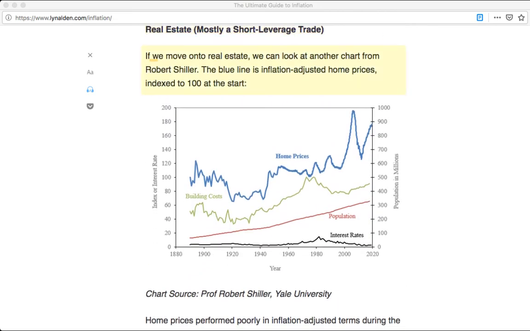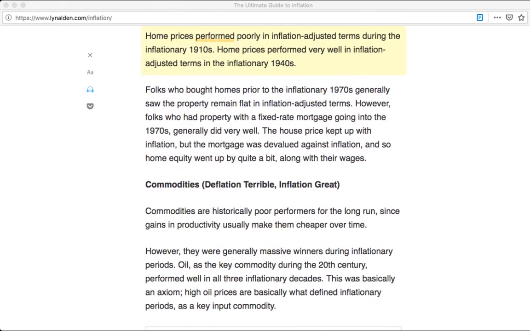Real estate, mostly a short leverage trade. If we move on to real estate, we can look at another chart from Robert Shiller. The blue line is inflation-adjusted home prices, indexed to 100 at the start. Chart source: Professor Robert Shiller, Yale University. Home prices performed poorly in inflation-adjusted terms during the inflationary 1910s. Home prices performed very well in inflation-adjusted terms in the inflationary 1940s.